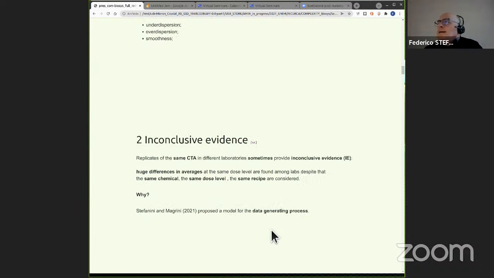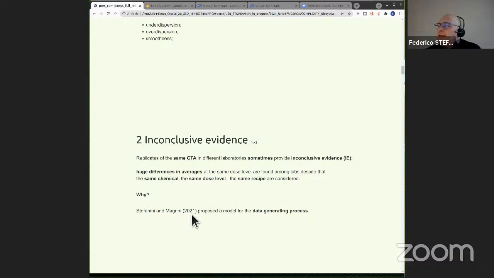But now the point was, what about inconclusive evidence? Replicates of the same cell transformation assay in different laboratories sometimes provide inconclusive evidence. So what does it mean? That huge differences in averages turn out to come from the same experiment. So we have kind of pseudo replicates. In particular, the same chemical is tested, the same dose levels are considered, the same recipe is followed. The number of cell passages from the primary cell culture is the same. So why should we obtain such different averages?